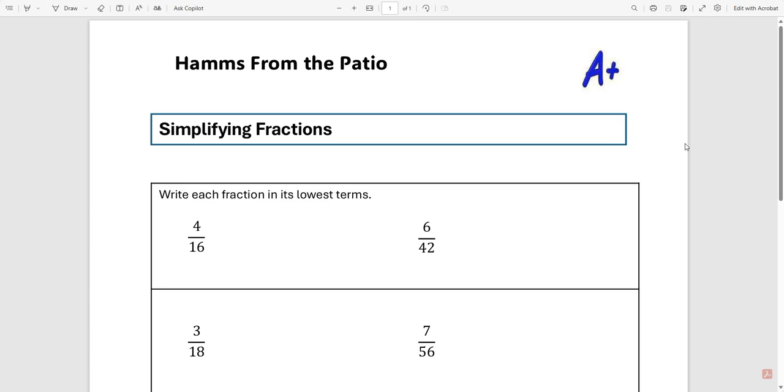All right, this is Hams on the patio, and we are simplifying fractions. So don't worry about it. I'll show you how to do it.